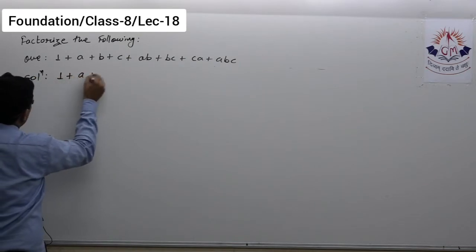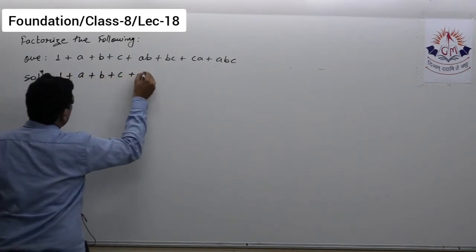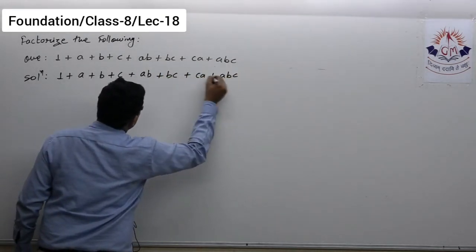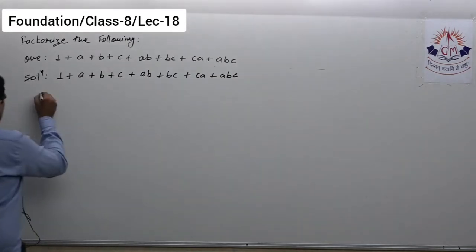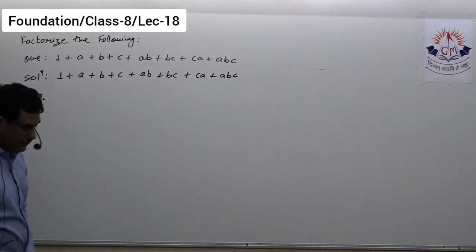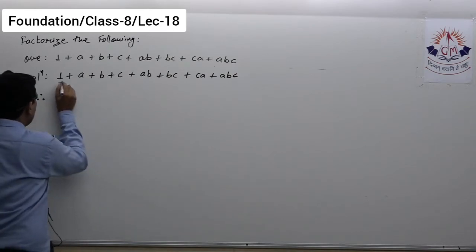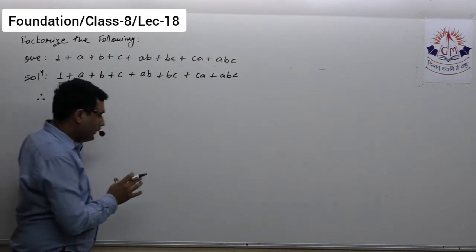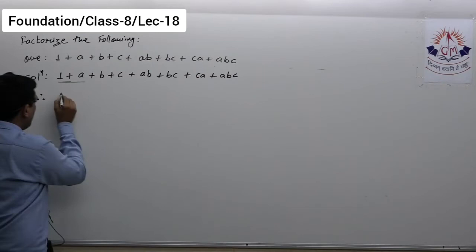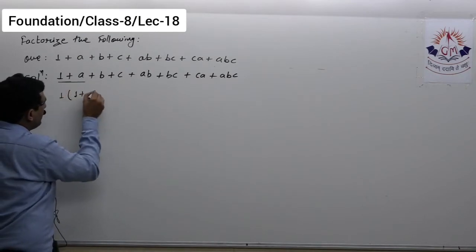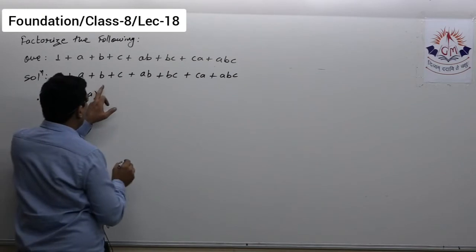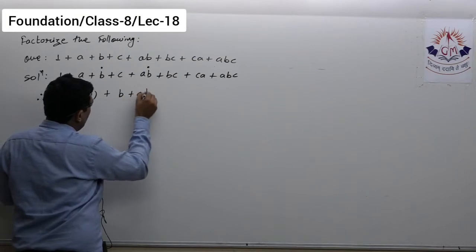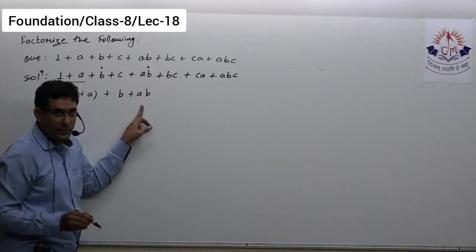1 plus a plus b plus c plus ab plus bc plus ca plus abc. Here definitely we have to rearrange the terms. Suppose I want to take common in such a way that 1 plus a will be in the bracket. For example, if I take 1 common, here I will get 1 plus a. This I am taking as it is. Now if I take b and ab all together, b plus ab, and then if I take b common, again I will get 1 plus a.